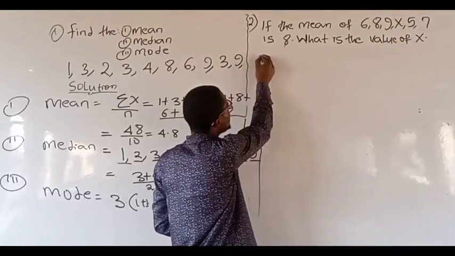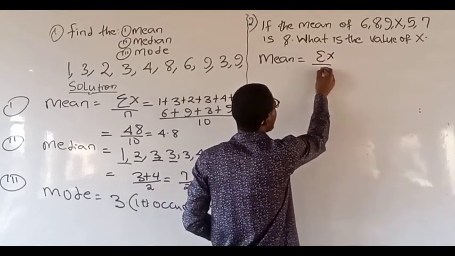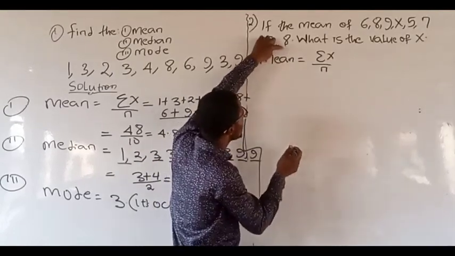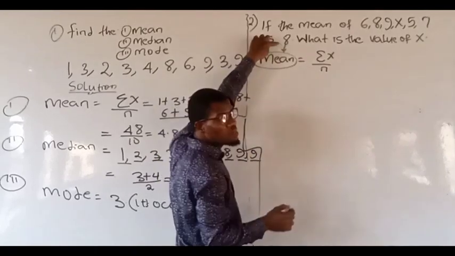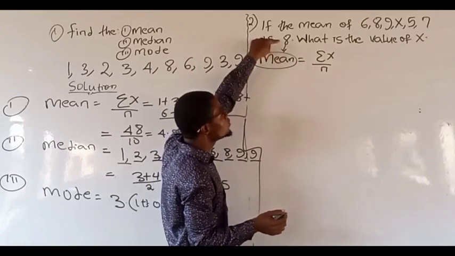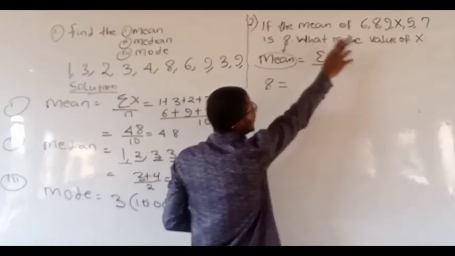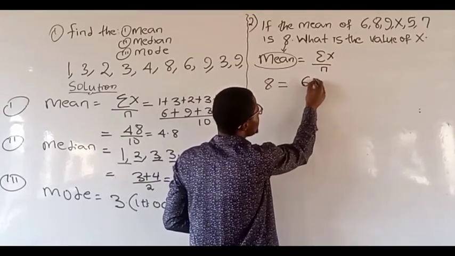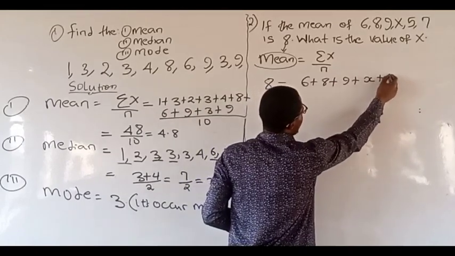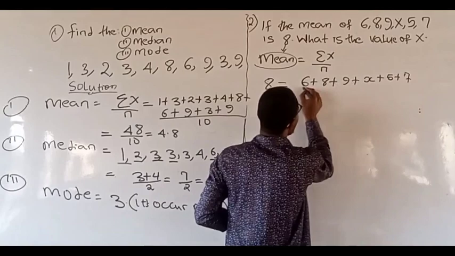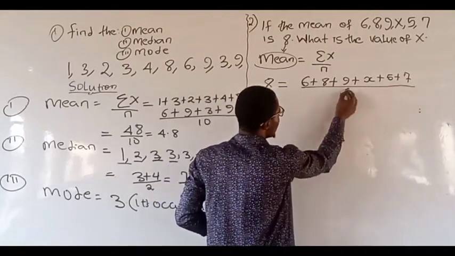So now from our formula we have mean is equal to summation x over n. Don't forget that the mean in this question here is 8. That is what we have been given. So whenever we see mean, we replace it with 8. So here we have 8 is equal to, add up all of the numbers, 6 plus 8 plus 9 plus x plus 5 plus 7, everything over, let me count, 1, 2, 3, 4, 5, 6. So everything over 6.